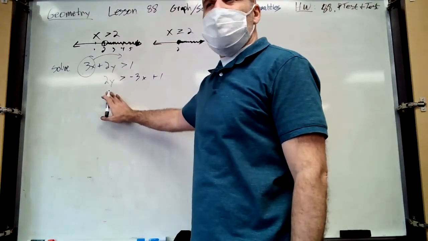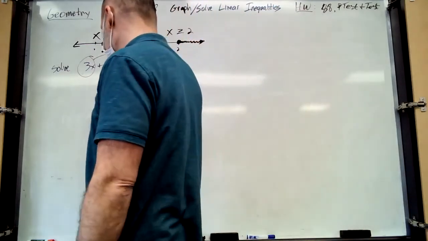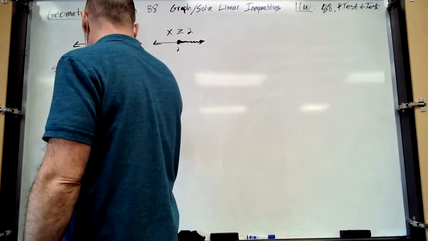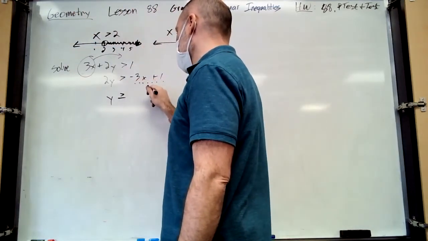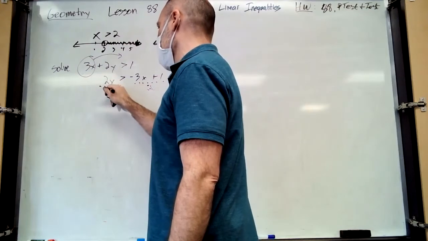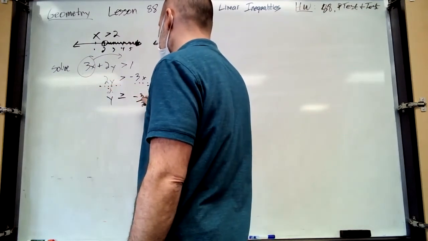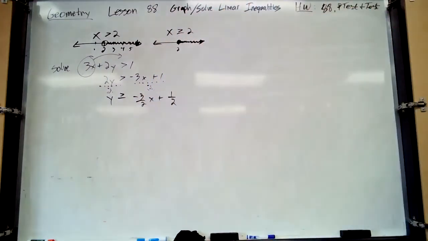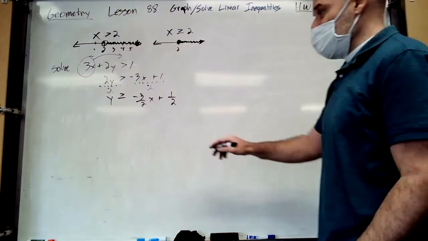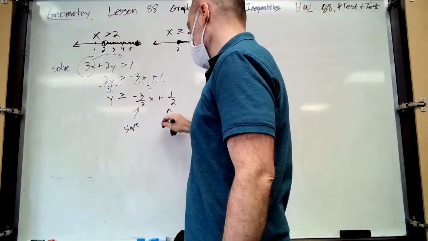Now the only other thing we have to do is get rid of that 2. How do we get rid of the 2? Divide by 2. So y is greater than, everything needs to be divided by 2. Okay, everything needs to be divided by 2. So negative 3 halves x plus 1 half. See how I just cut both of those terms in half. Everybody okay with that? So now this gives us slope and it gives us intercept.